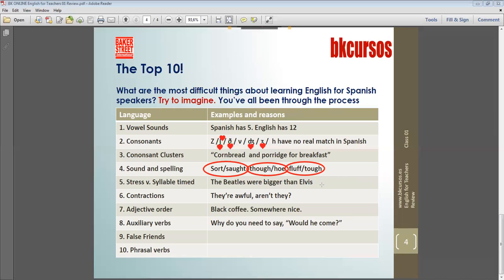What about stress timed versus syllable timed? This is a big problem. So how would you read that sentence? Volunteer, Tanya. The Beatles were bigger than Elvis. Like that, but I think we could have more emphasis. The Beatles, well, the Beatles were bigger than Elvis.